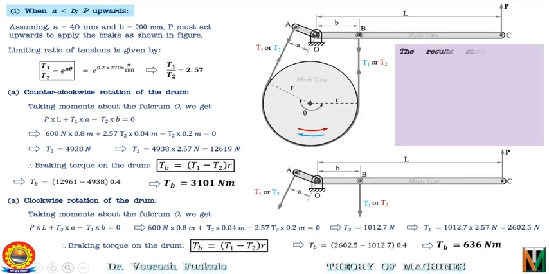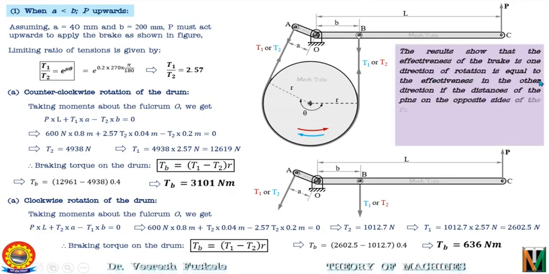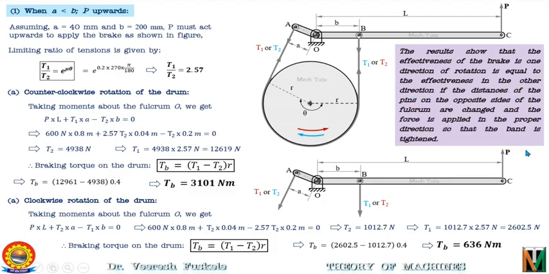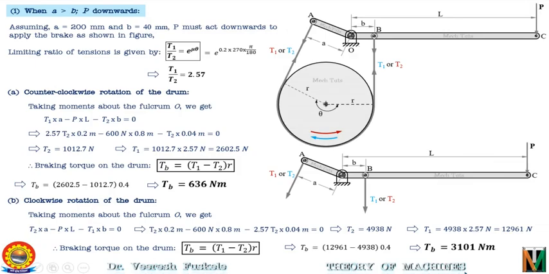So we observe here that the results show that effectiveness of the brake in one direction of rotation is equal to the effectiveness of the other if the distances of the pins on the opposite sides of the fulcrum are changed. That is when A becomes B and B becomes A, and the force is applied in the proper direction so that the band is tightened. This means that the effectiveness of brake in one direction, in this case the counterclockwise direction, is equal to the effectiveness in the other direction. That means in the clockwise direction when the values of A and B are changed. So this is how you solve the numerical problem for differential band brake.